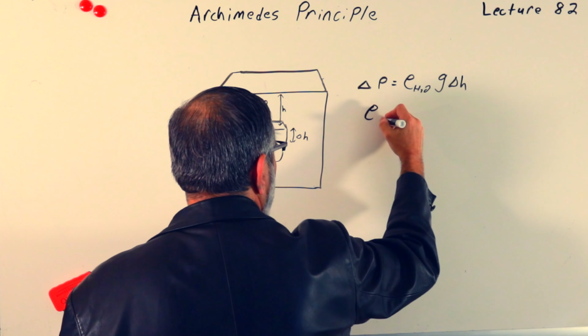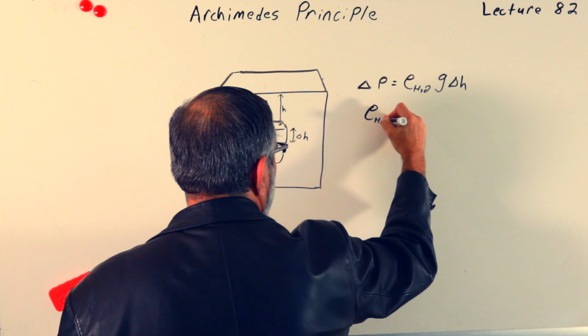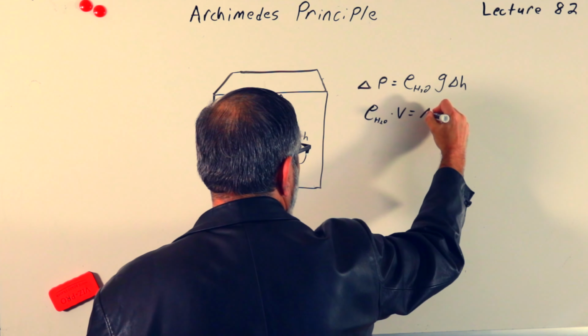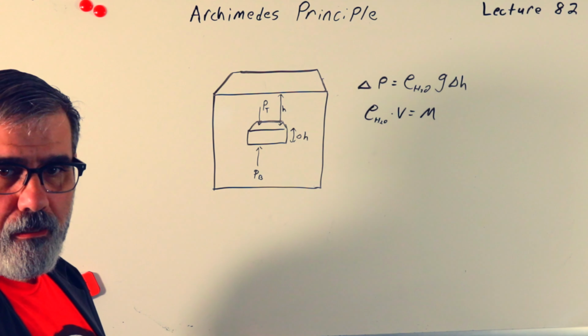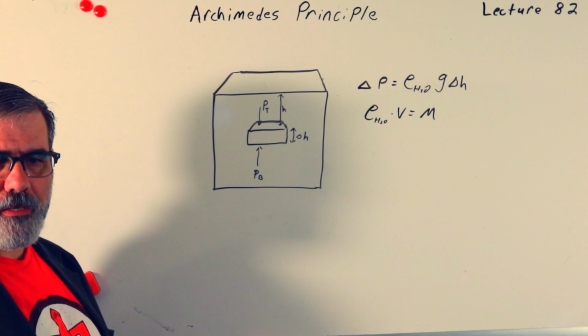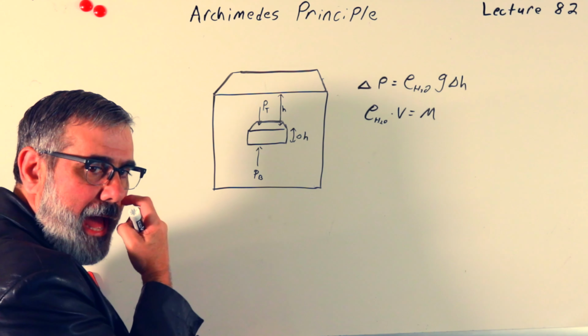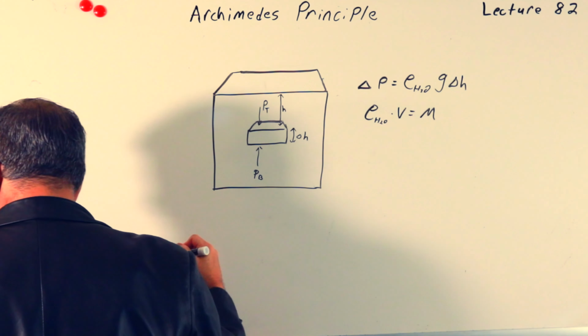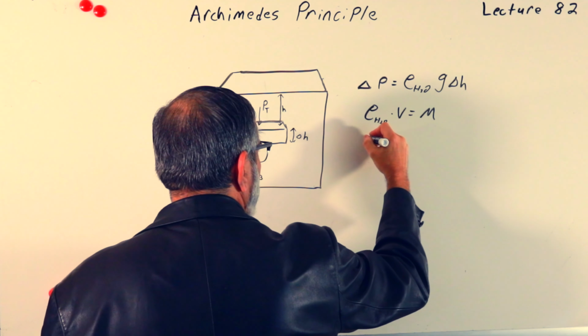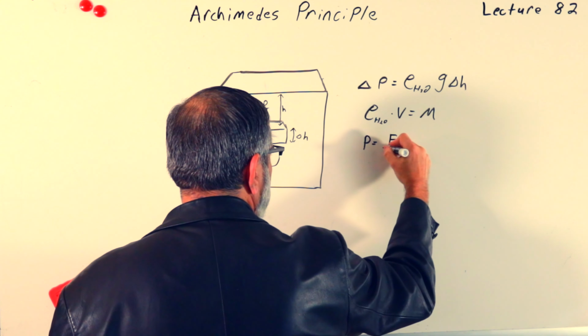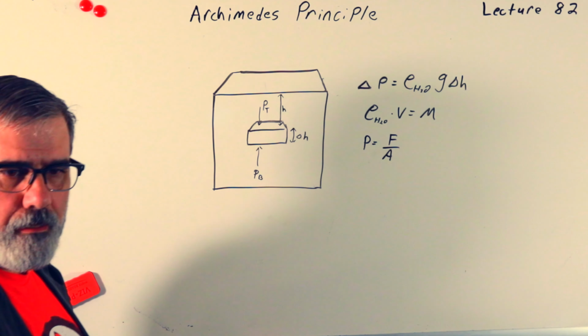Remember that rho times the volume is equal to the mass, right? So if I take the density and multiply that times the volume of this little box, for example, that will tell me the mass of that box, okay? Also, remember that pressure is force divided by area, right?